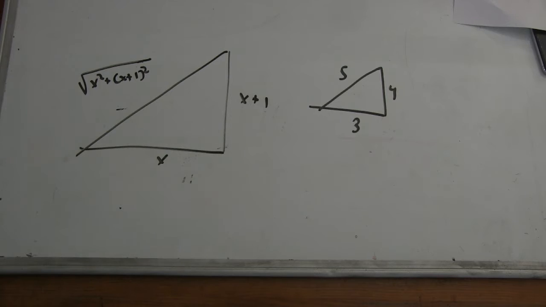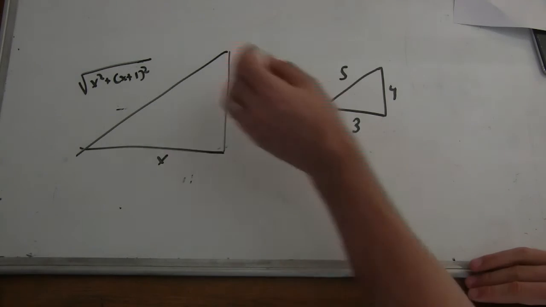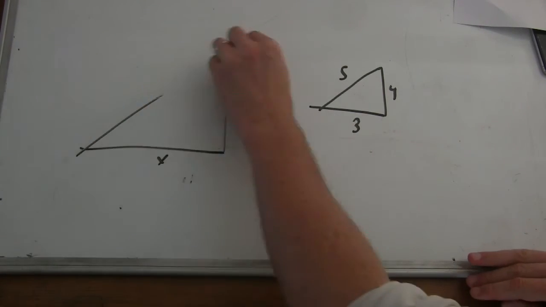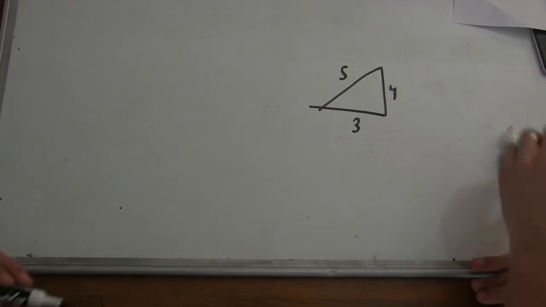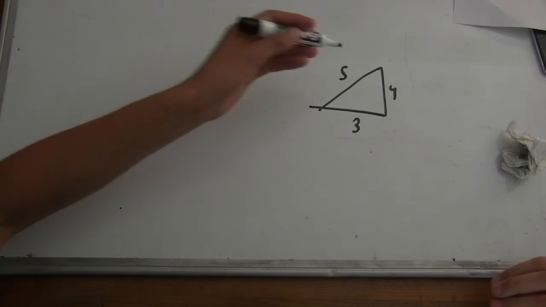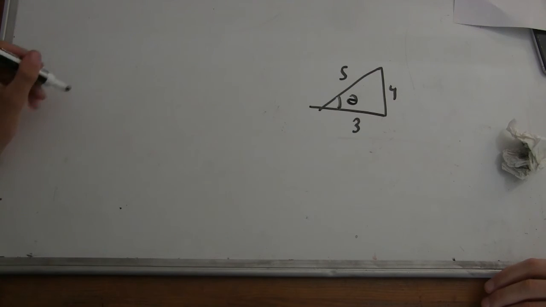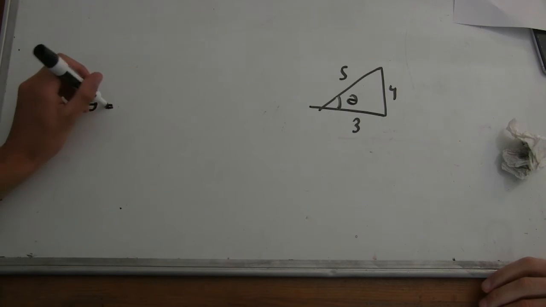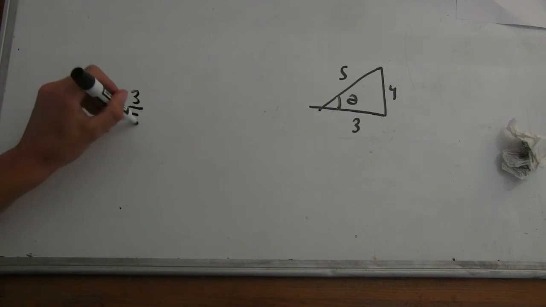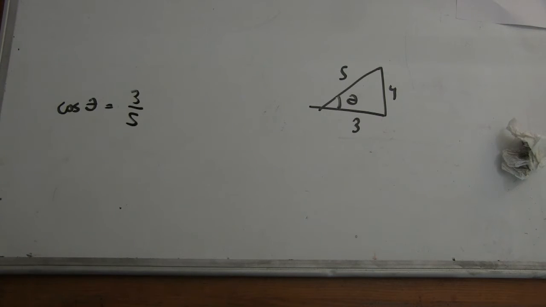Alright, I guess we're going to have to do another law of... actually, we don't need to do law of cosines because we know cosine. I don't know which angle we want to take. Let's take this one. Alright, so we know cosine theta is going to be 3/5.